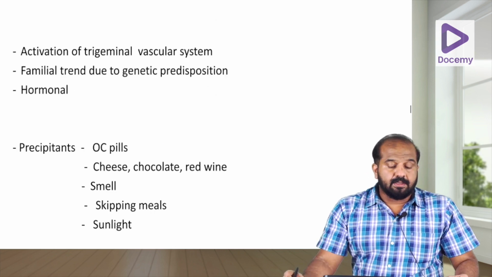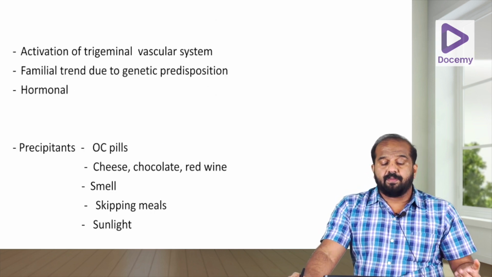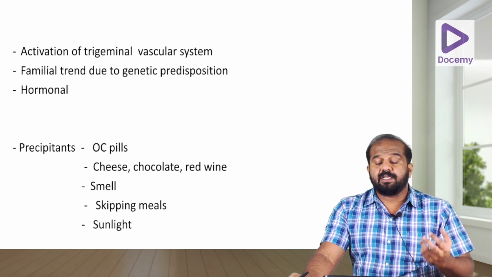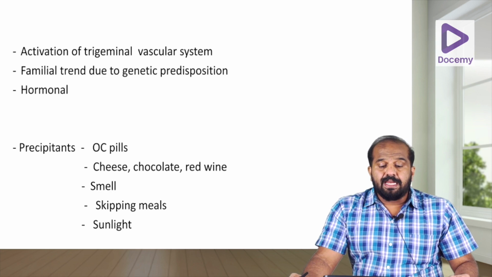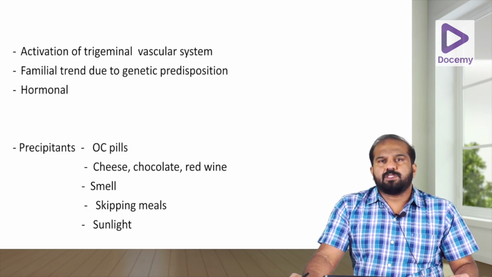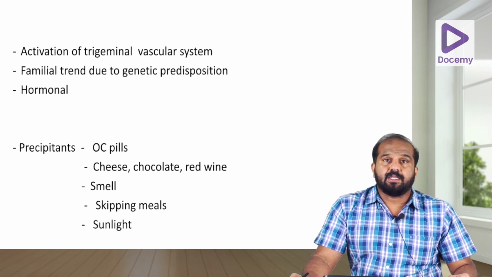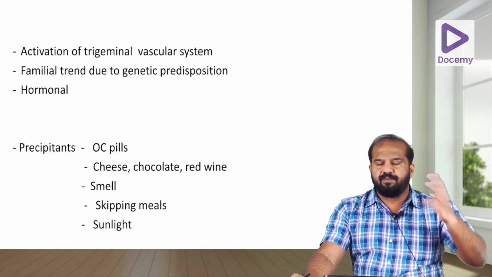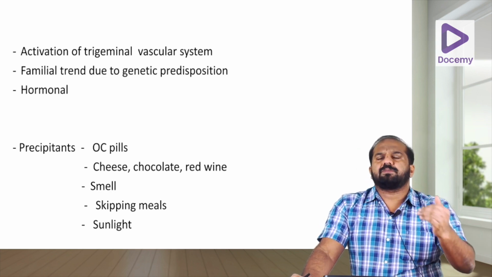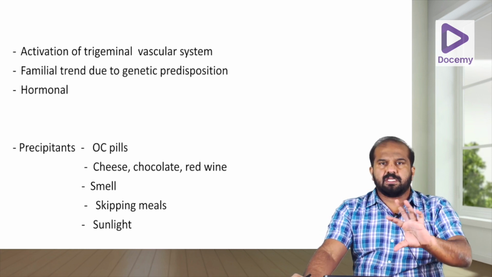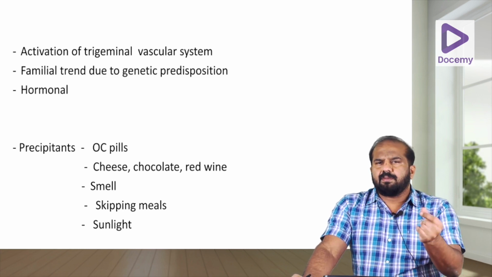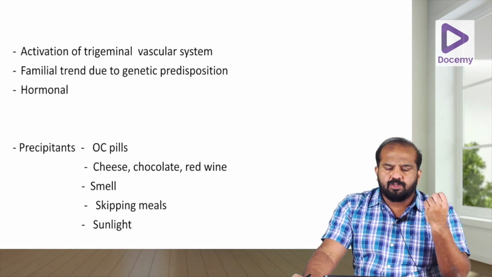Okay. And the other pathological mechanism is activation of the trigeminal vascular system. Familial trend. There is actually a genetic predisposition. Father and mother were having migraine. Sometimes kids may also have symptoms of migraine. So asking family history can add a little benefit to a diagnosis.